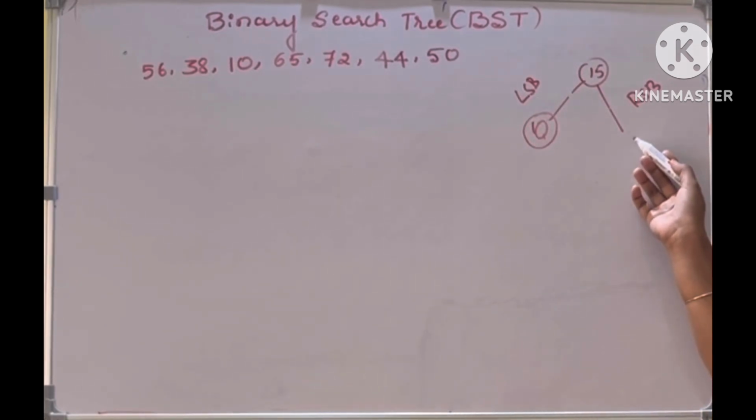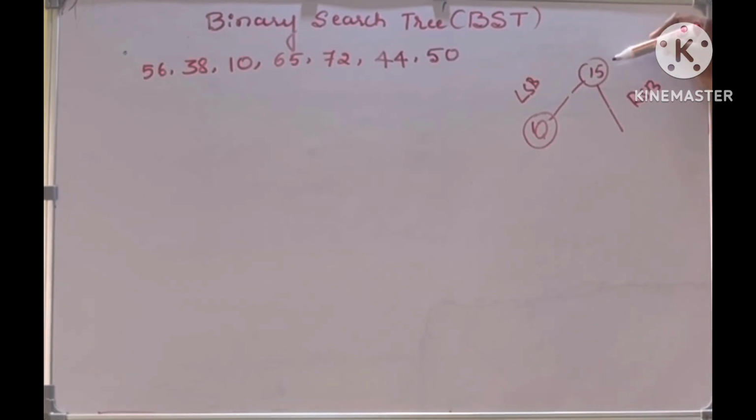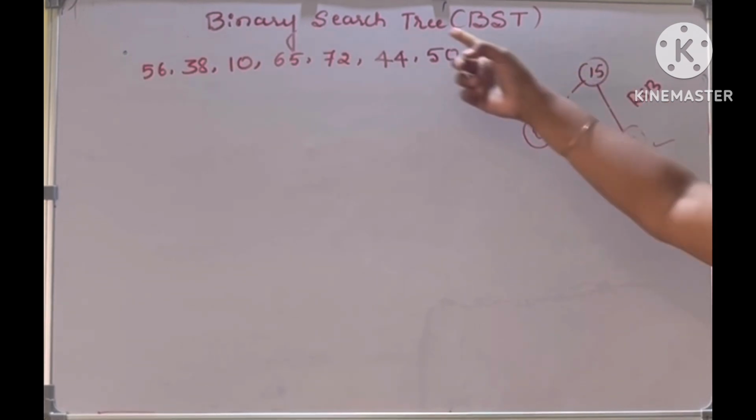On the right side, the right subtree should be greater than its parent node. What is the parent node here? 15. The value should be greater than this; suppose I take 20. Then the BST rule is applied here. I can't take 11 or anything less than 15 here. I should take a value greater than this parent node, for example 16. Then the rule is satisfied for this BST.